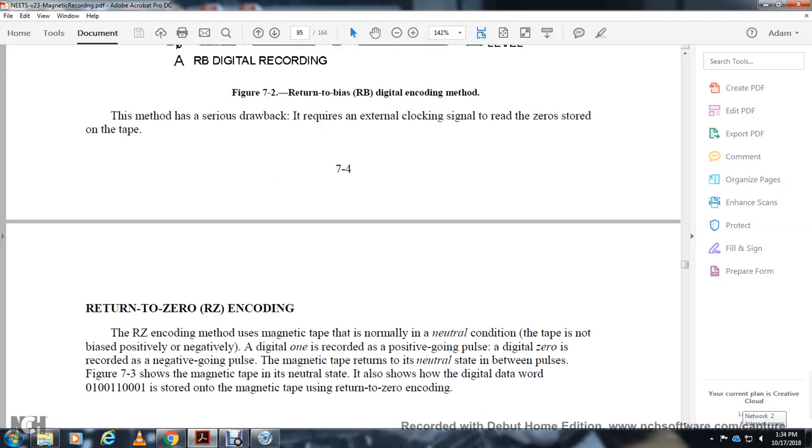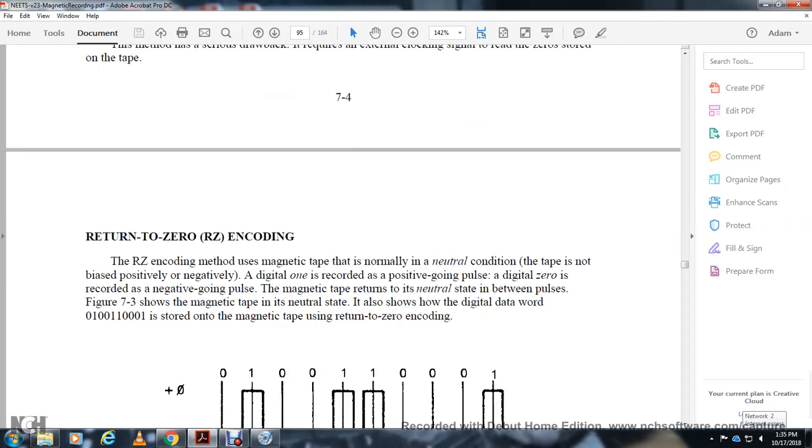Return to zero encoding. In the return to zero encoding method, the magnetic tape is normally in a neutral state and is not biased positively or negative. A digital 1 is recorded with a positive-going pulse, and a digital 0 is recorded with a negative-going pulse. The magnetic tape returns to the neutral state between the pulses. Figure 7-3 shows how a digital word of some zeros and ones is stored on the magnetic tape using the return to zero code.